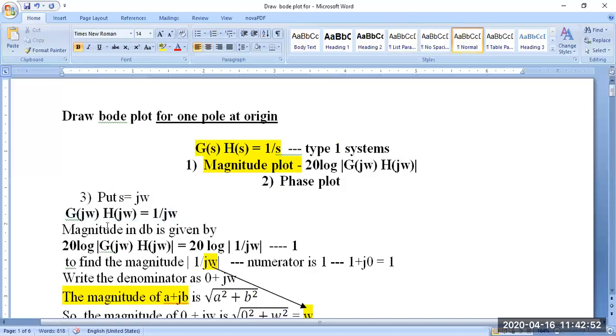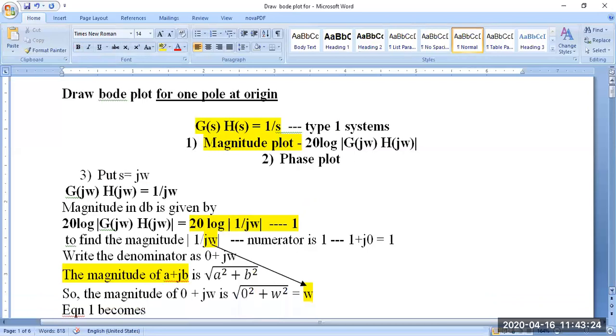So this will be your conversion when you put s is equal to j omega. Now, magnitude in dB is given by: multiply this equation on both the sides by 20 log, because this will give you the magnitude in dB. So 20 log of magnitude of G of j omega into H of j omega will be equal to 20 log of magnitude of 1 upon j omega. So let me say this is equation number 1, which is very, very important for us.